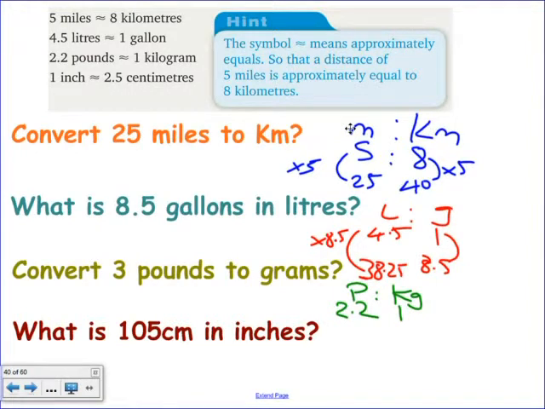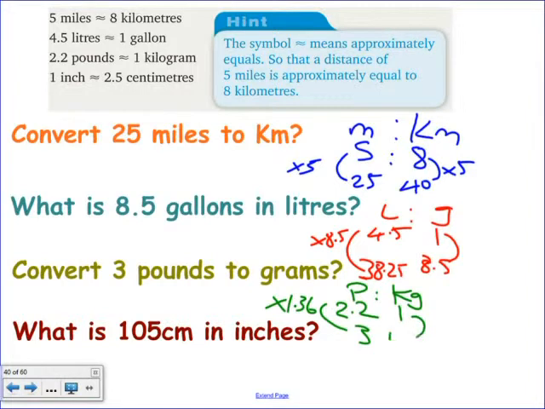What do we know? We've got 3 pounds. So what have I done to get from 2.2 to 3? How do I work that out? Have you timesed it by 1.36? Yes, you divide 3 by 2.2 and it tells you that you've multiplied it by 1.36. That's how you get the conversion factor. You divide this by this and it tells you what you've done to get it.